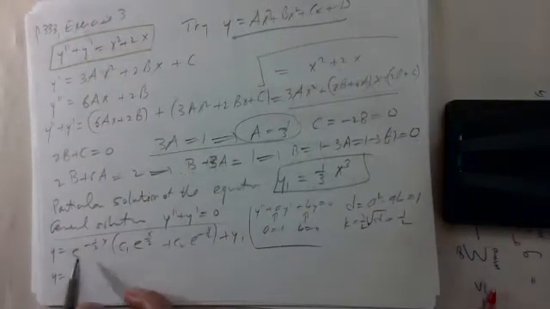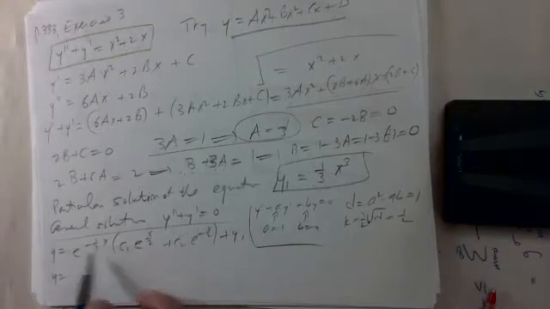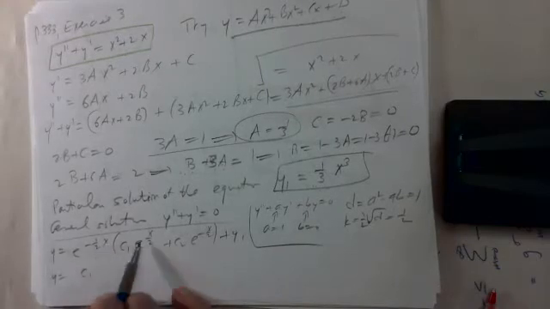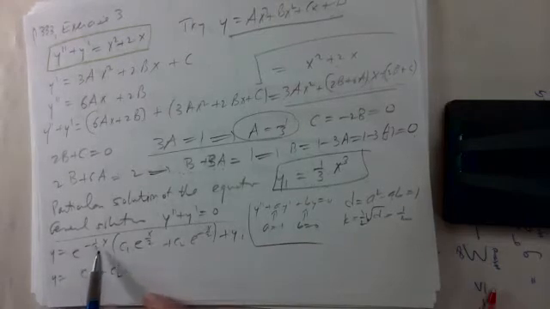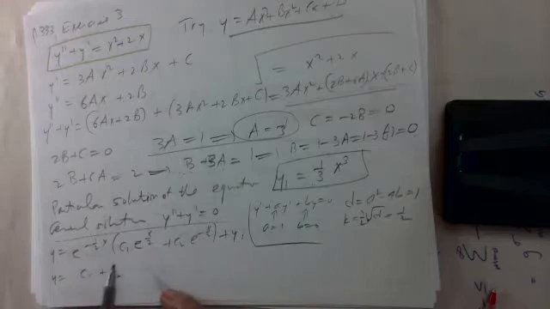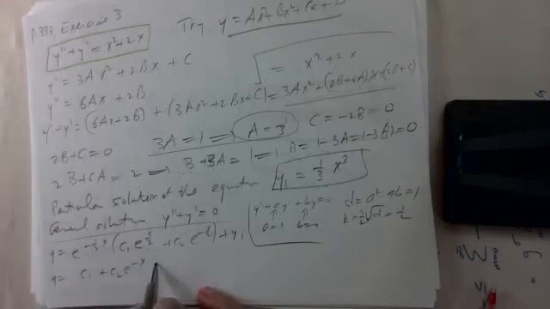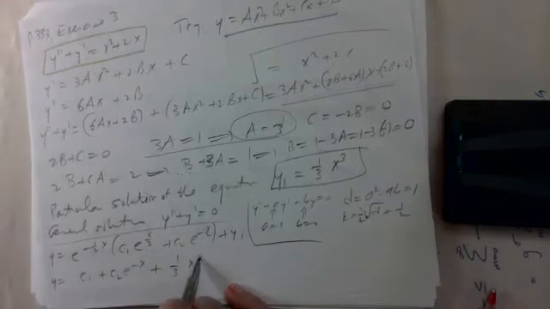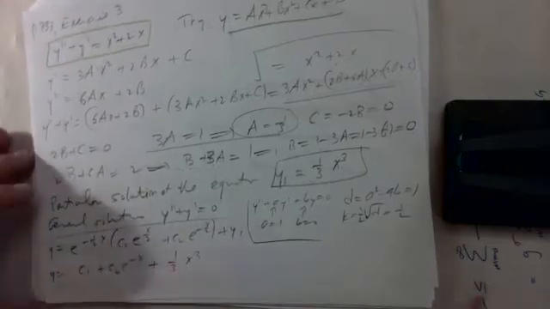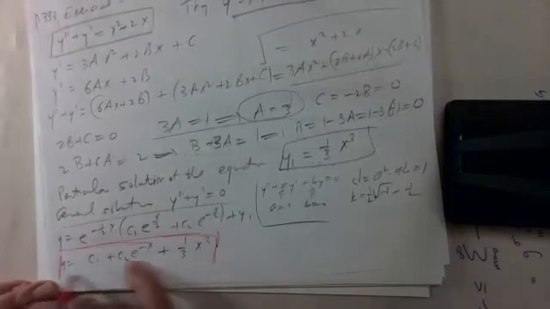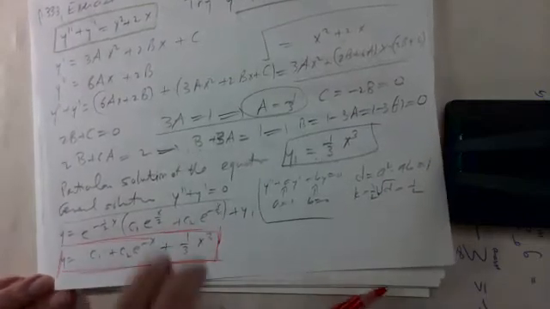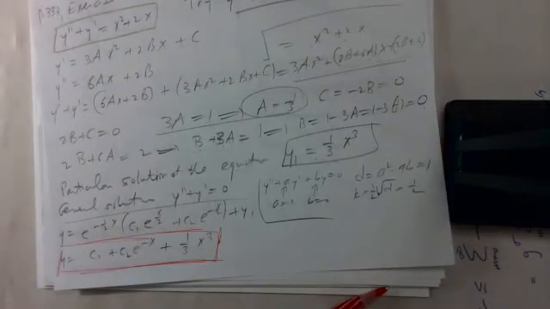So y is equal to c1, minus x over 2 plus x over 2 is 0, plus c2, minus x over 2 minus x over 2 is minus x, plus 1/3 x cubed. So that is the winner. That is the solution to the equation.